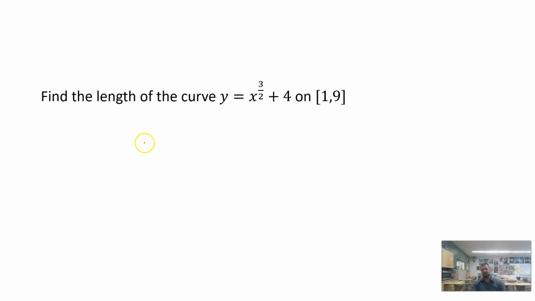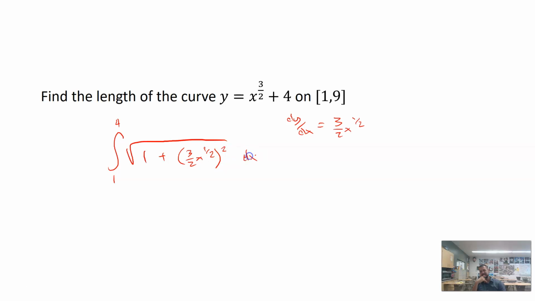So one more, okay? Let's say I wanted to find the length of this curve on the interval from 1 to 4. I would just go the integral from 1 to 4 of the square root of 1 plus, I take the derivative of that, so I get dy/dx is equal to 3 halves x to the 1/2 power, and then I just put that smack dab in there, just like that, square it, dx, type it into your calculator, and you have your answer there.